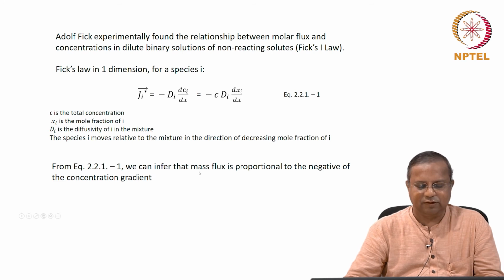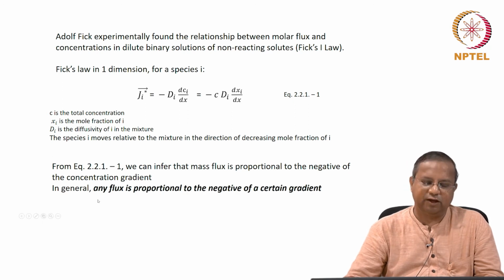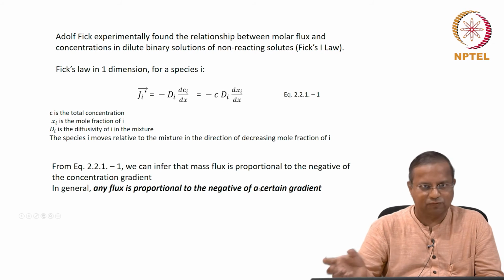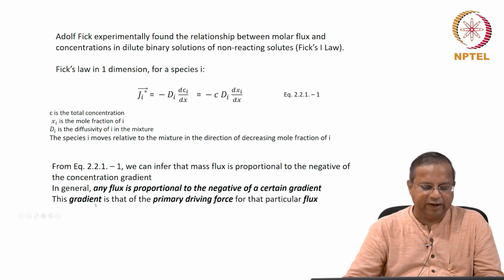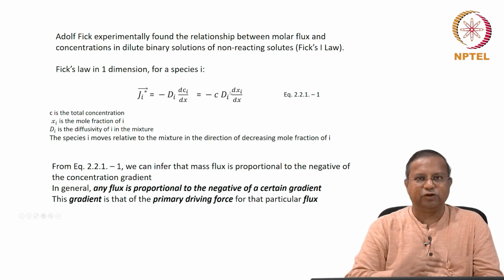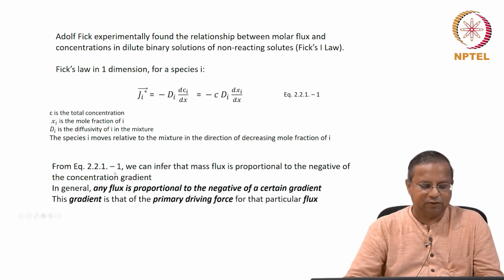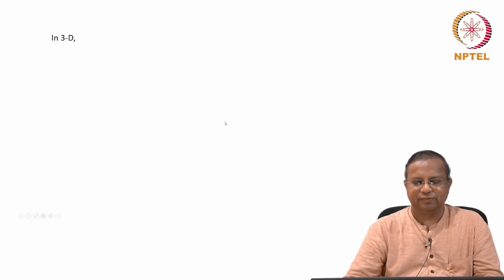Yeah, that is what is given here. Mass flux is proportional to the negative of the concentration gradient. In general, any flux is proportional to the negative of a certain gradient. That is what it will turn out to be, and we will look at them one by one as we go along. This gradient is that of the primary driving force for that flux. In this case, you have the concentration gradient. The flux is proportional to the concentration gradient. That is the way to look at it in terms of independent and dependent quantities. And this concentration gradient happens to be the primary driving force for the mass flux.